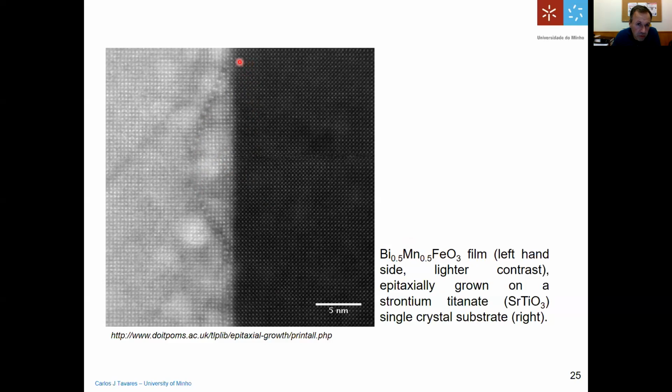If you look at the dots from one side to the other, you see that there's a very good continuity from one material to the other. Okay, it's like if you didn't have this contrast, the darker image and the lighter one, you would not see the difference between both materials, because they share the same lattice constant. Okay, the distance between atoms is the same.